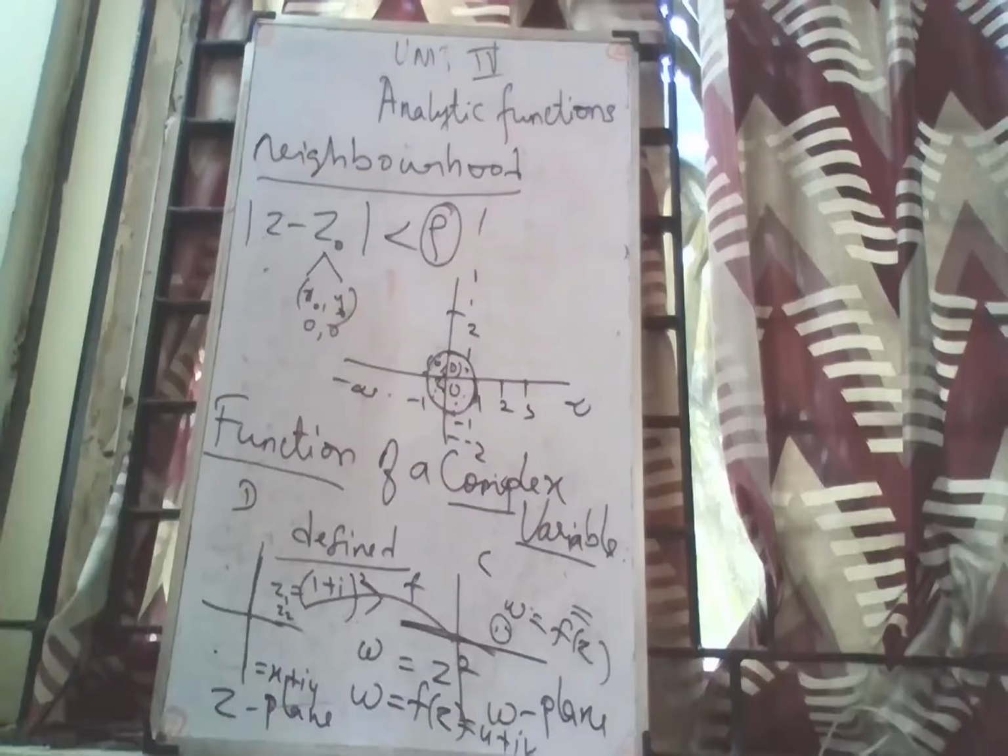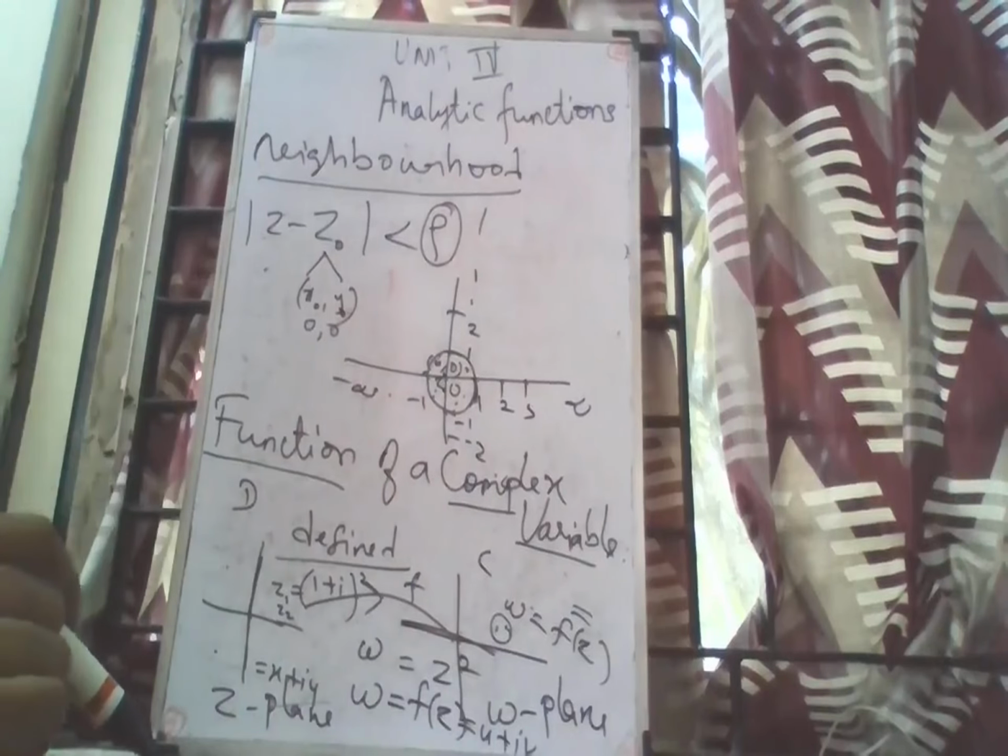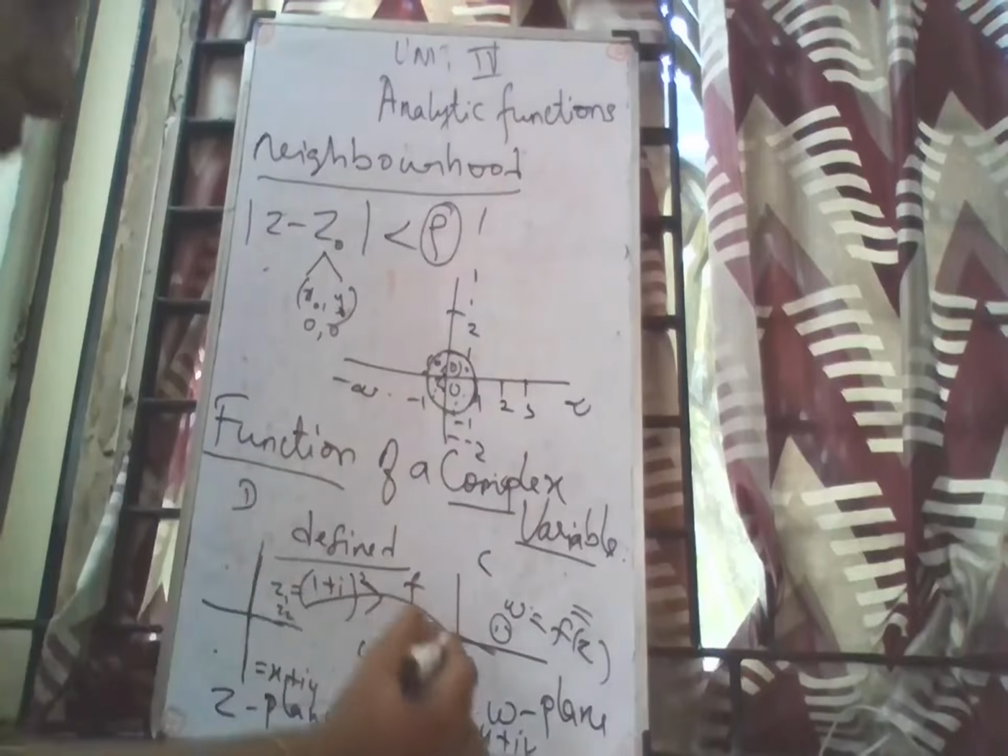Okay, so this is definitely one more definition. One more thing I want to add: whenever we come to this function of a complex variable, we must know the meaning of a single valued function of z. What do you mean by single valued function? So actually w equal to z square is a single valued function, of course.